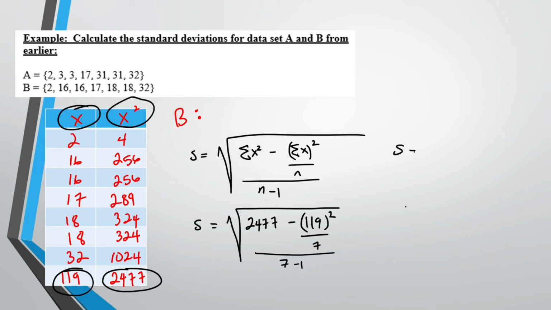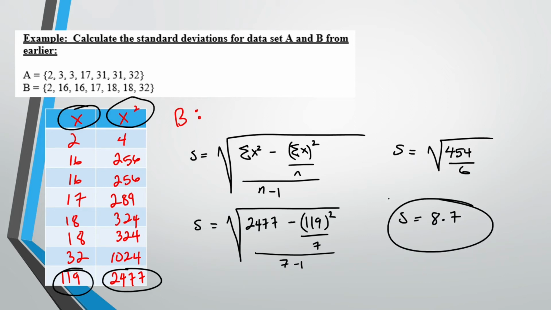We can simplify the numerator of this radical as 454 divided by 6, and this simplifies to s equals 8.7. So on average, we have a distance of 8.7 away from 17. So our standard deviation is 8.7, which tells me that set B has less spread than set A.